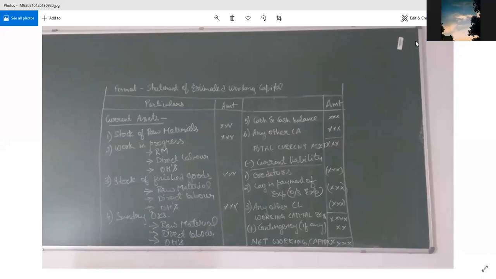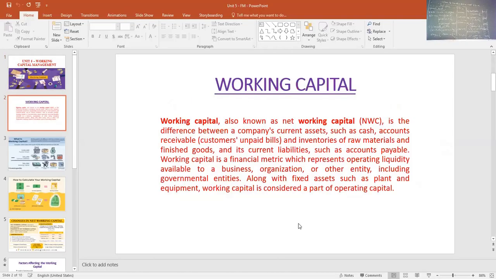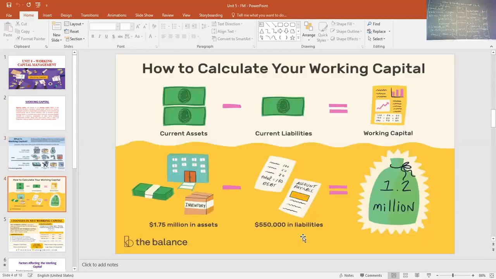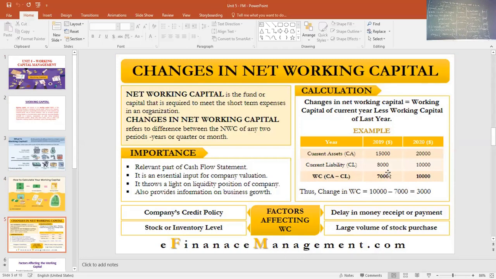Okay. So students, in the morning session, we have just gone through the theory part of working capital management, where we saw what working capital is, what the concept actually deals with, and how to calculate the working capital requirement of a firm. And then we saw the changes in working capital with a small example on how you compute.